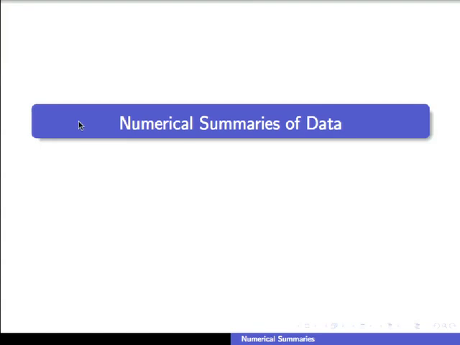But are there any other questions before we get started about homework 2, which is now due Wednesday at midnight? No? So today we're going to talk about numerical summaries.